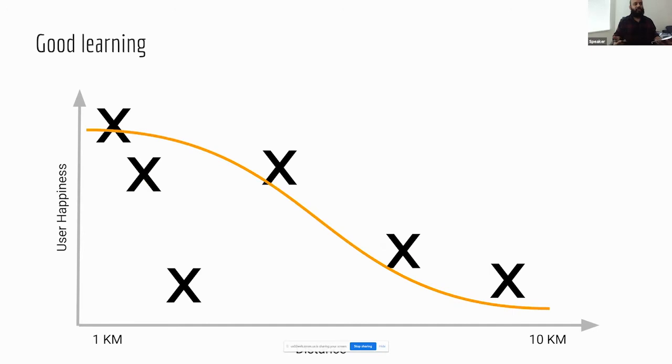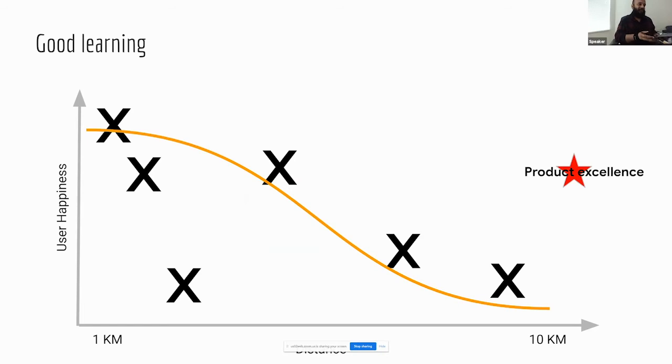Maybe if you draw a smooth line, the distance or the curve between these two is reduced, increased. Or as we go further, the experience obviously drops down, but the experience is quite high if the distance is quite small. So this is a good learning which you wanted to have in your product.